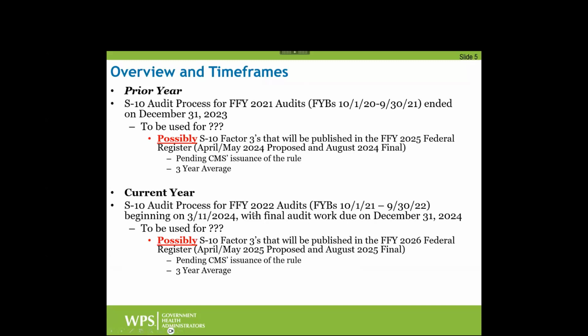We are dealing with the federal fiscal year 2022 audits this year in 2024. And that means a cost report with a fiscal year begin from 10/1/21 to 9/30/22, and then whatever its ending happens to be. We're actually starting this process. This should read 3/1. So tomorrow, those letters are being mailed out. And as in past years, we have until December 31st of this year to completely wrap up the audits. That is a hard and fast deadline that we cannot go past.